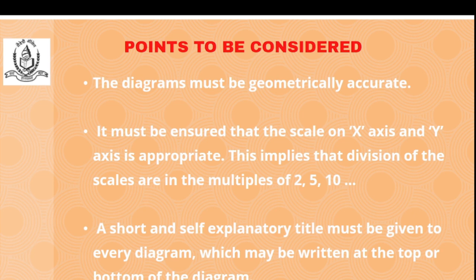First thing, the diagrams must be geometrically accurate. That means that they must be drawn on a graphic axis, which is an x-axis, which is the horizontal axis, and a y-axis, which is the vertical axis. However, in most of the cases, diagrams are generally drawn on a plain paper, but the scale is always kept in consideration.